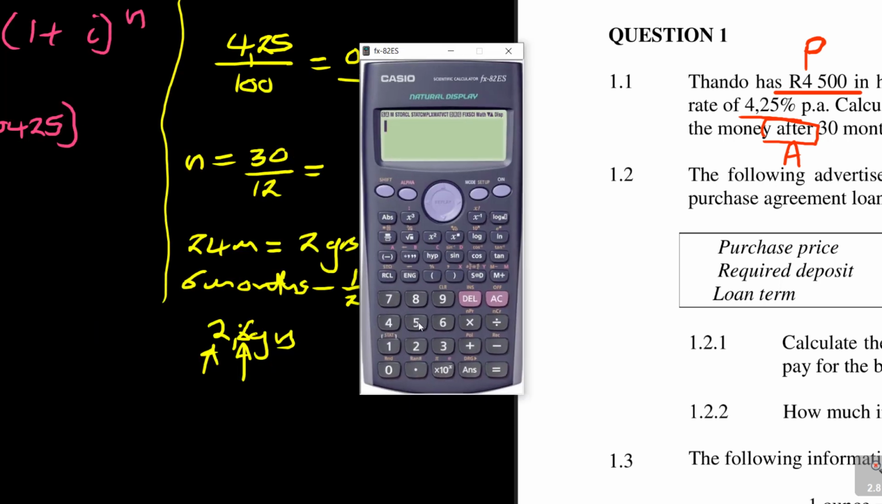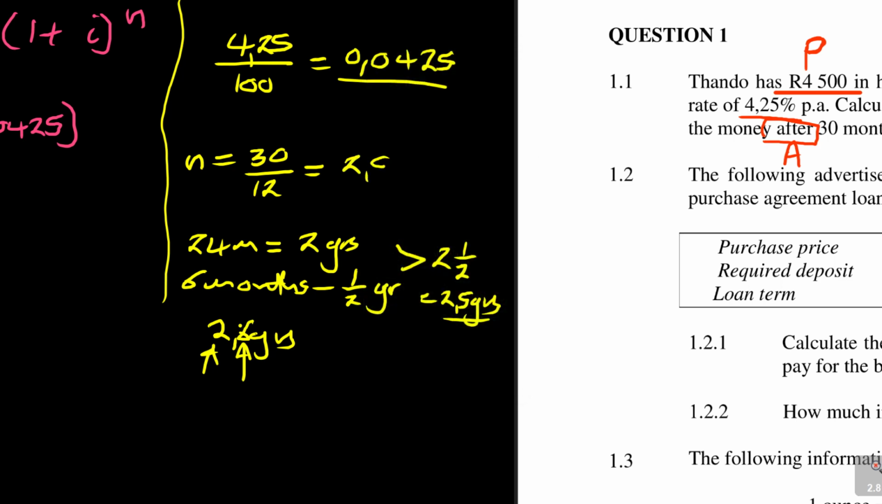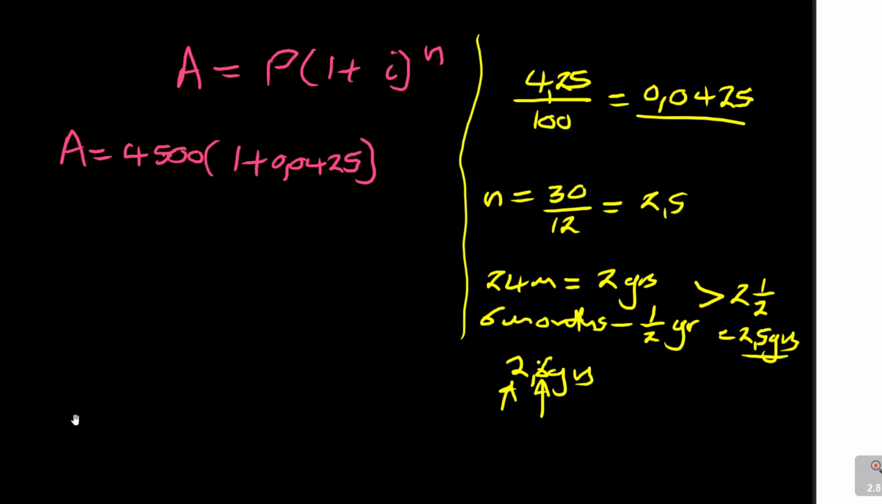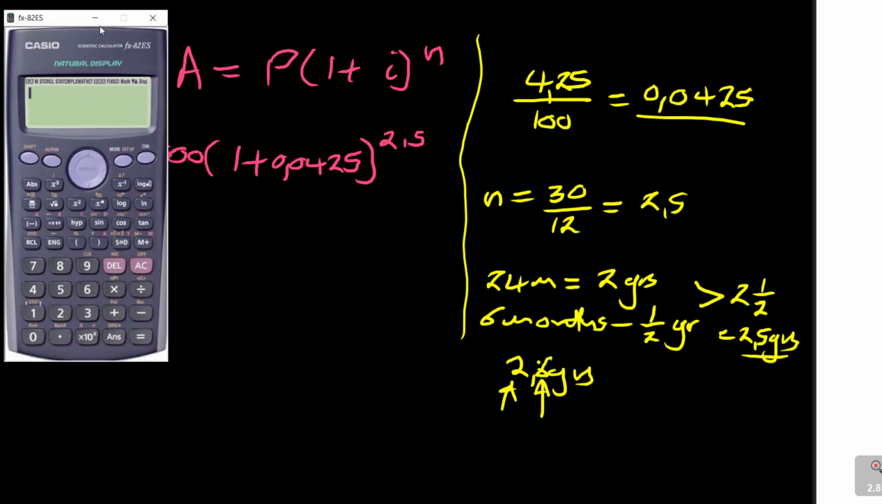So now if we divide 30 over how many months? 12 months. You press that, and you see it's 2.5. That's what we put here to say to the power of 2.5. And then you apply the formula with the calculator here, and then you get the answer.